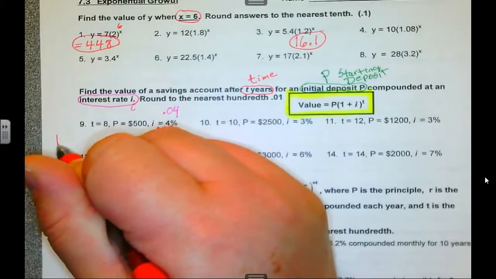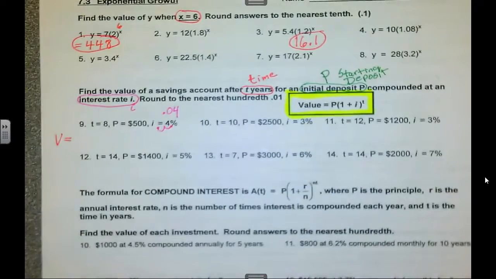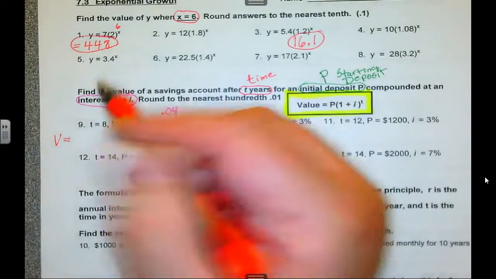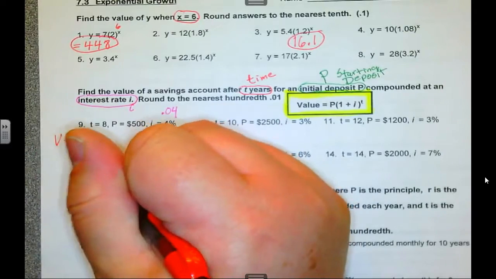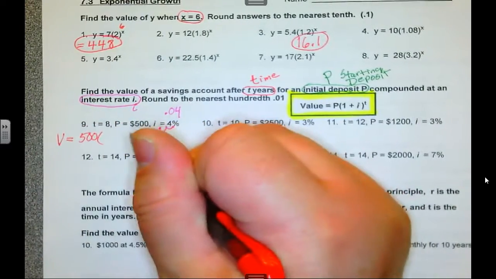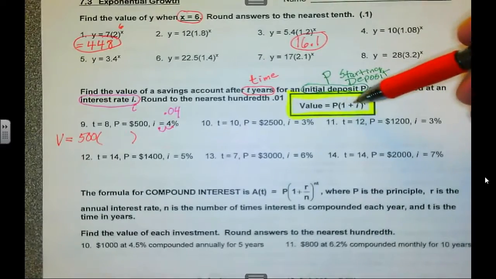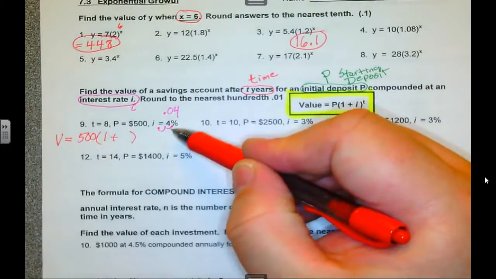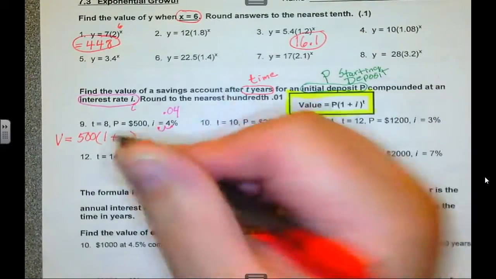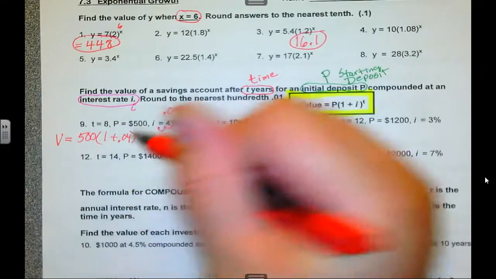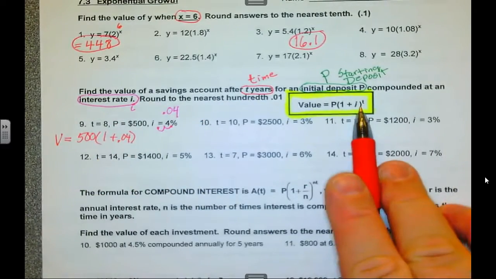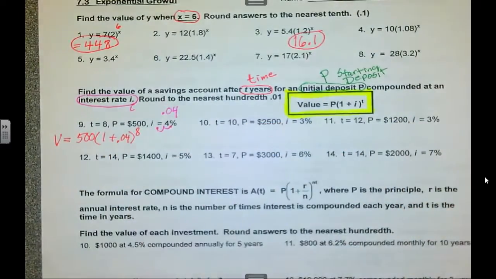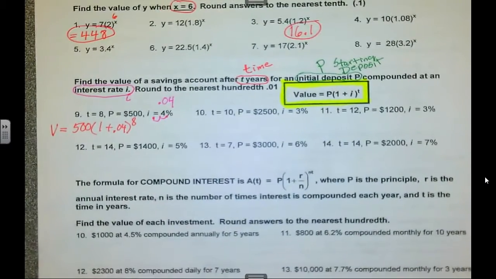So the value, V, is going to equal my initial deposit, $500. P is 500. Times the quantity 1 plus my interest rate, which is 0.04 or 4%, and my T, the exponent I raise that quantity to, is going to be 8. Now I have to put that into the calculator.